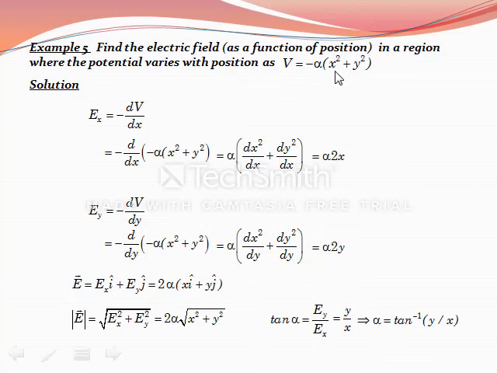If we have this potential as a function of position, we have found the x component of the field, the y component of the field, and combined the two to get the field vector. If we have the field in vector form, Cartesian form, we can write its magnitude and direction separately. This is all.